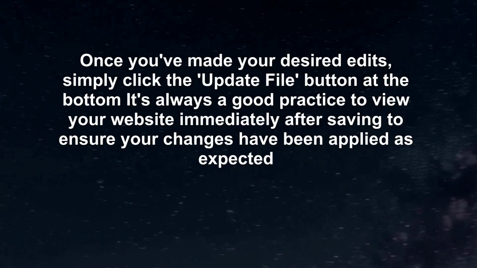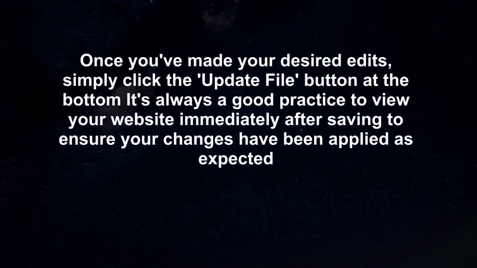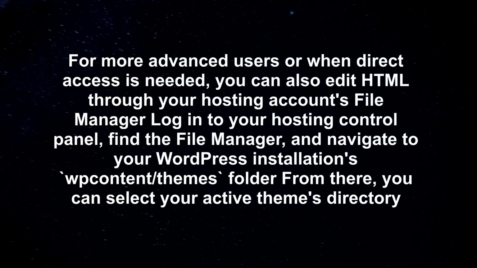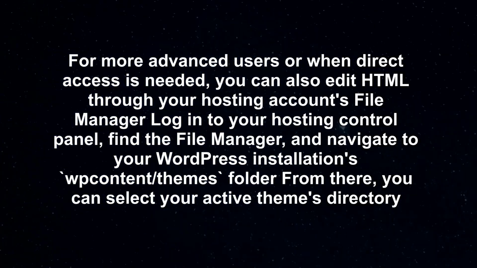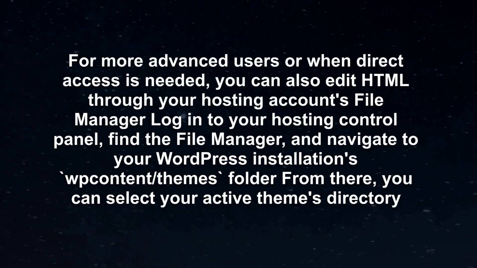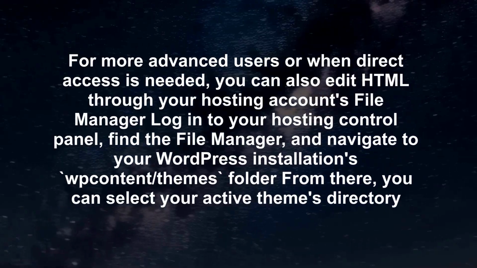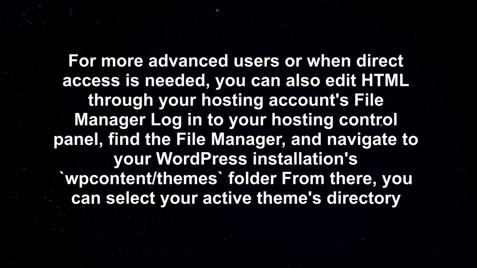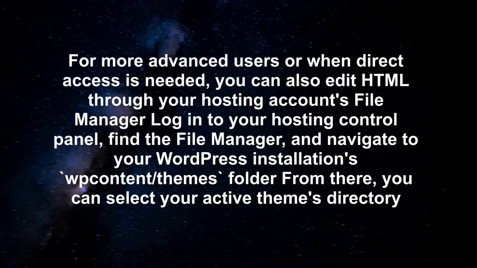It's always a good practice to view your website immediately after saving to ensure your changes have been applied as expected. For more advanced users or when direct access is needed, you can also edit HTML through your hosting account's file manager. Log in to your hosting control panel, find the File Manager, and navigate to your WordPress installation's wp-content/themes folder. From there, you can select your active theme's directory.